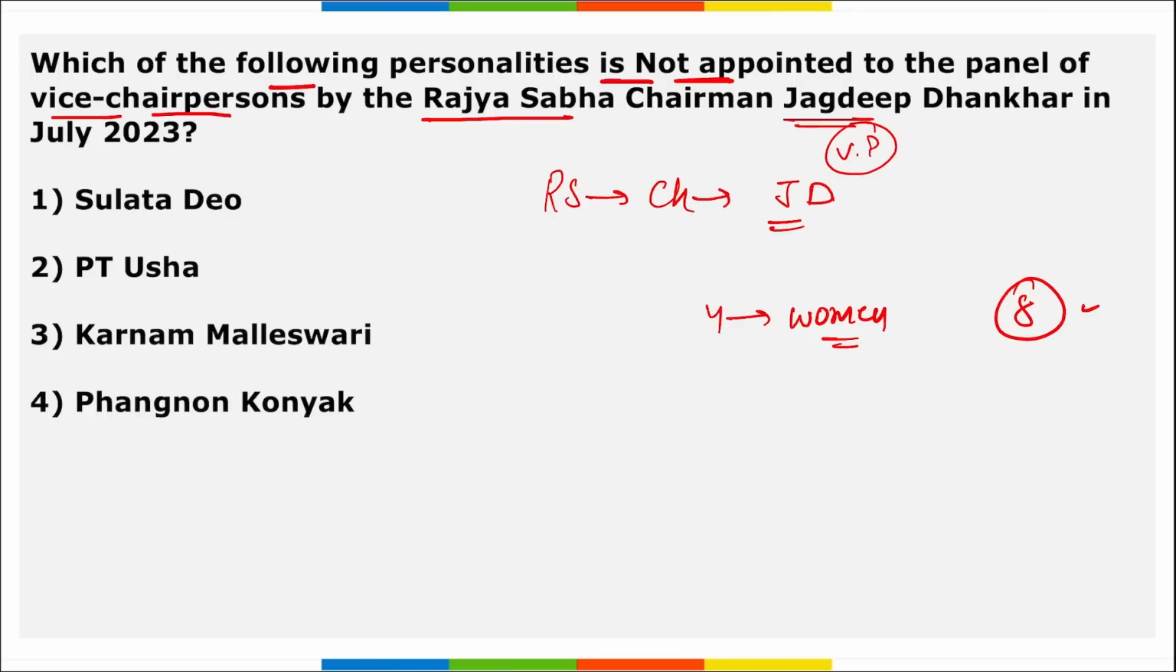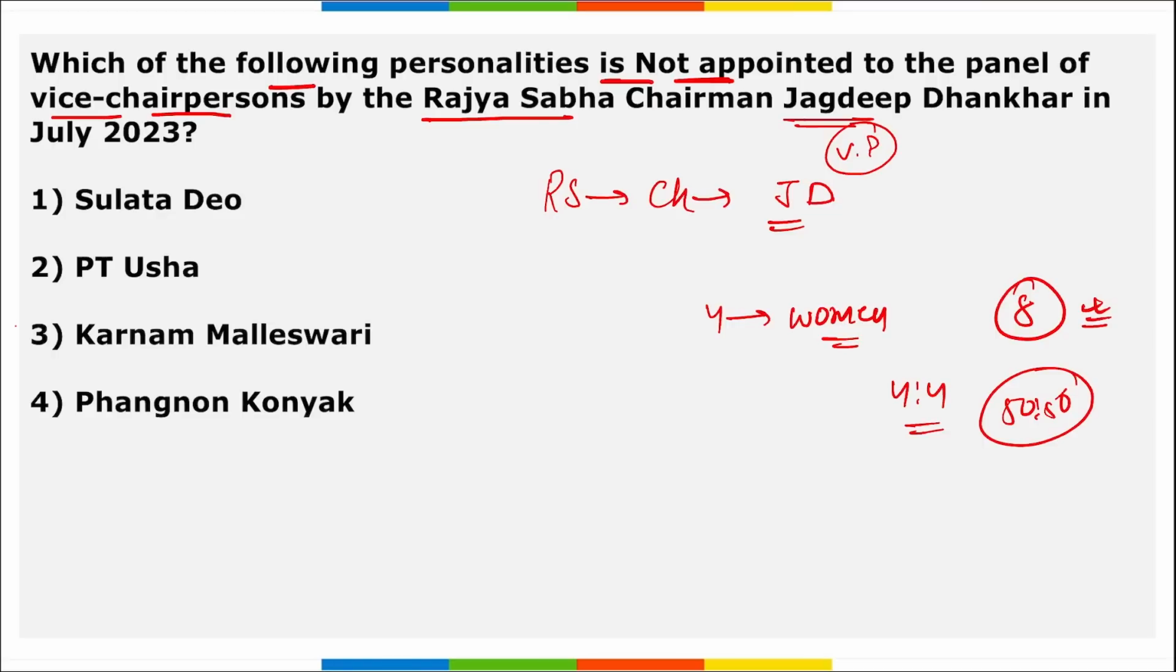Basically 8 individuals were appointed here, out of which a 4-4 ratio was maintained, that is 50-50 equal participation, to showcase that we are an equal nation and we are also promoting women here. So for that, 50-50 participation was done. And who are the 4 women who were appointed? Among these, tell me which one is not appointed, correct?